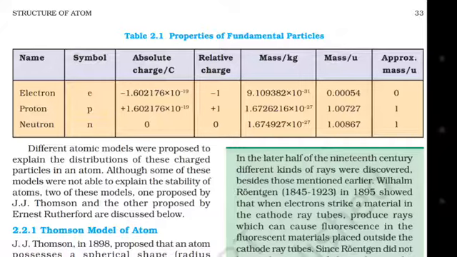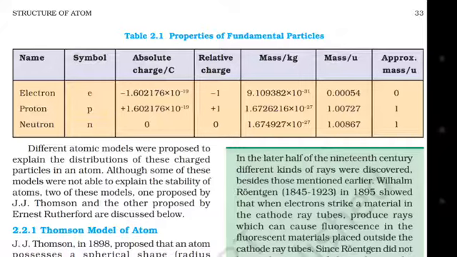For proton, the absolute charge is plus, the same magnitude as that of electron. The relative charge is plus 1 while the electron was minus 1. The mass in kg value is different from the electron, and that is 1.67262216 into 10 to the power minus 27. Mass in u value is also different for proton, and it is 1.00727, and approx mass in u value is 1.